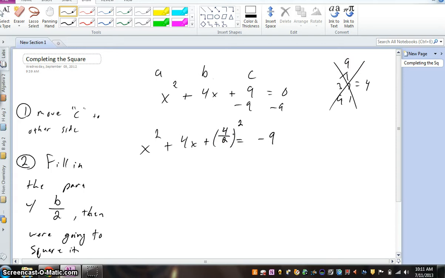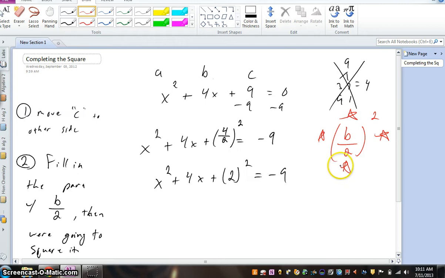Now I am fully aware that most of you already can say, well, Mr. Monroe, 4 divided by 2 is just 2. So we have 2 squared equals negative 9. Again, I know most of you know that. I'm going to write it in red over here so you don't forget, because this is the most important thing about completing the square. B over 2 squared is the key to everything.